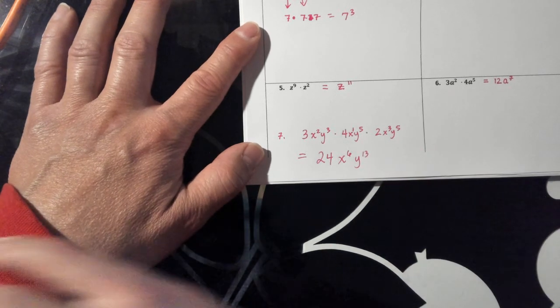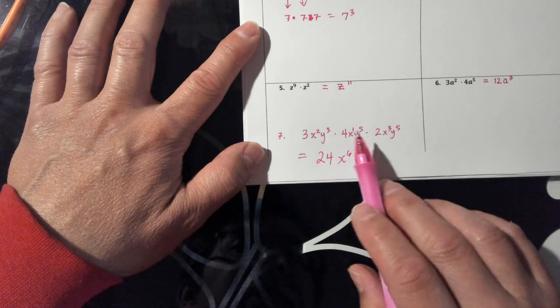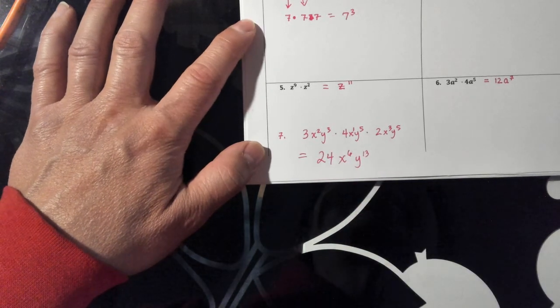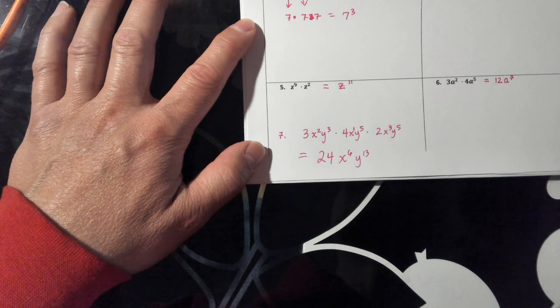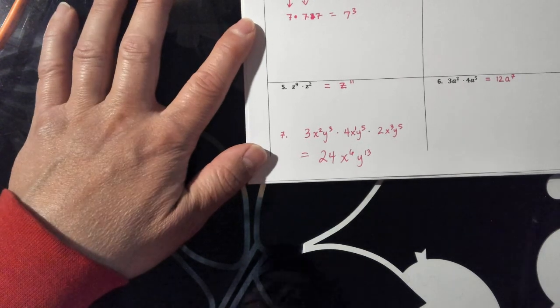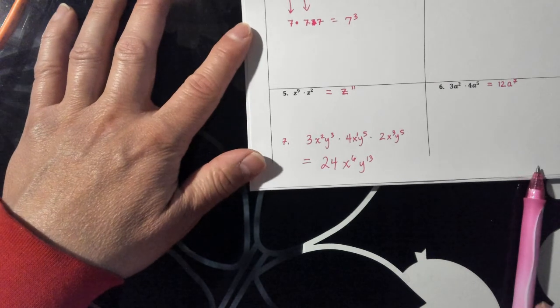There you go. And of course we could add another variable. We could add some z's. Next week you're going to learn about negative exponents. That's when things get crazy. Just saying. Short assignment, huh?